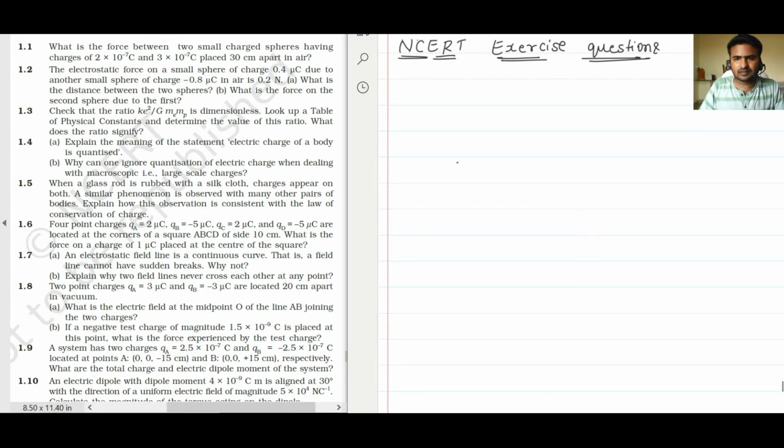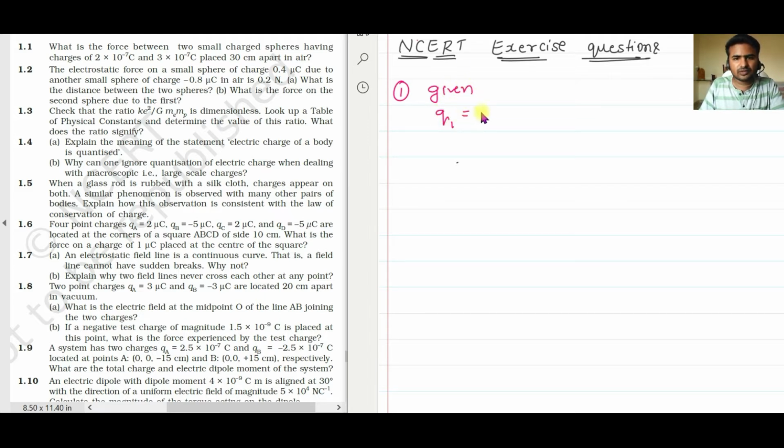So the first question says: what is the force between two small charged spheres having charges of 2 into 10 to the power of minus 7 coulomb and 3 into 10 to the power of minus 7 coulomb, placed 30 centimeter apart in air? You should notice that these two charges are kept in air. In any problem, first write the given data, so it becomes easy for you to solve the problem.